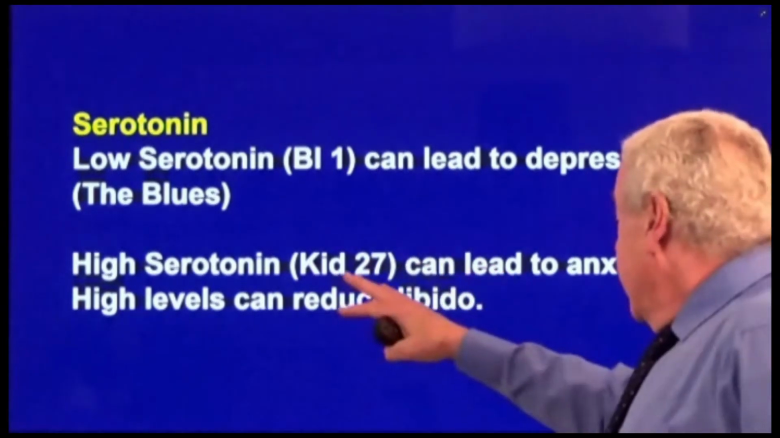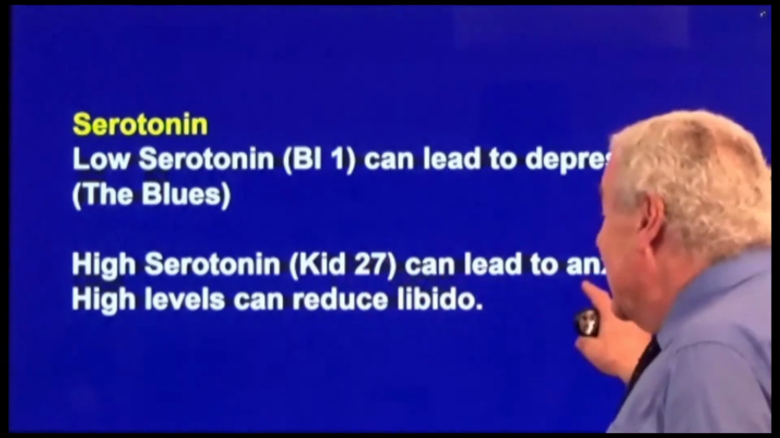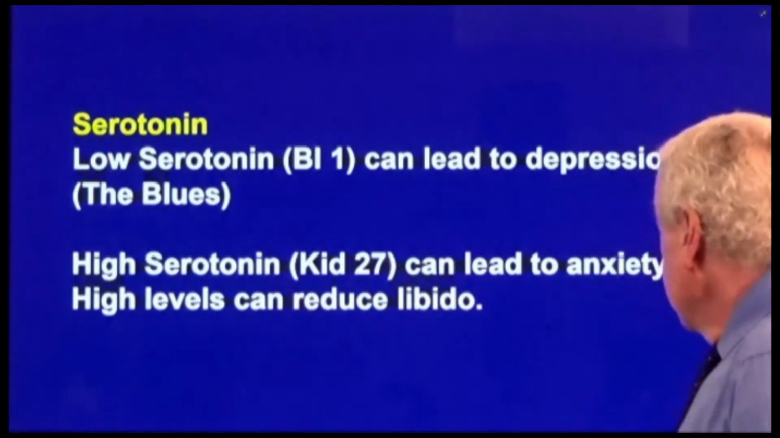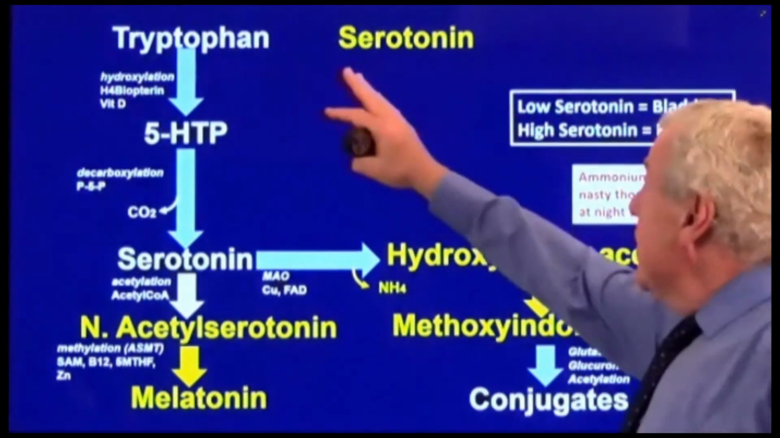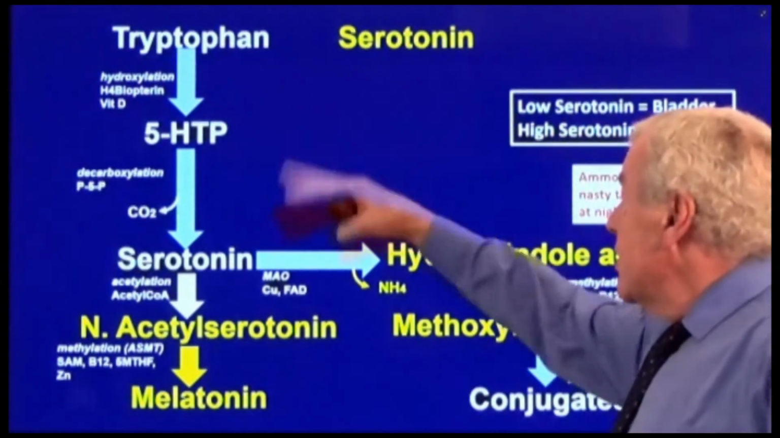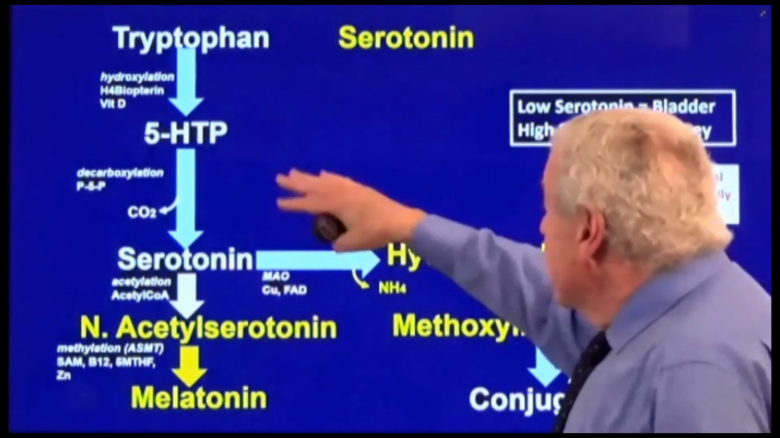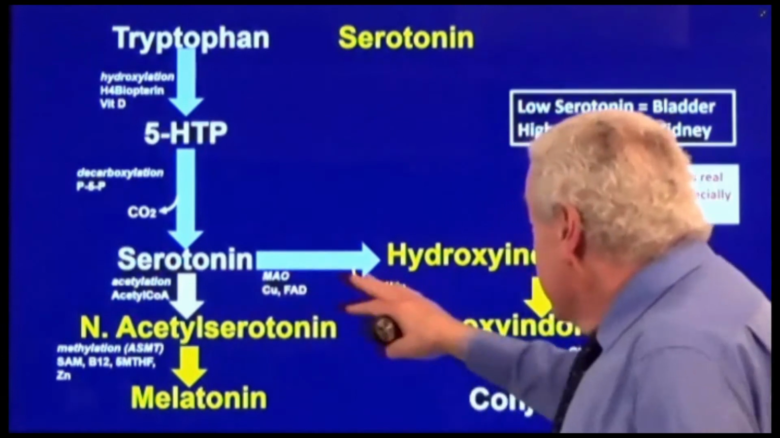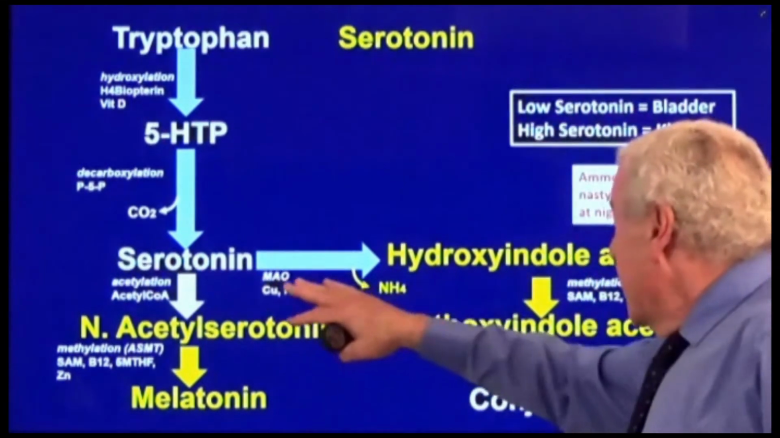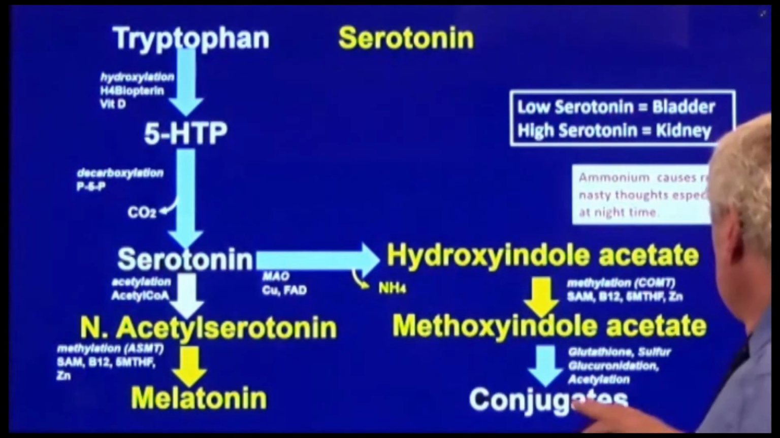And high serotonin, kidney 27, can lead to anxiety. High levels can also reduce libido. So here we see serotonin being made. The precursor in this case, of course, is tryptophan as opposed to tyrosine, but the process is the same: hydroxylation, decarboxylation, and then the metabolism of serotonin involves monoamine oxidase, methylation, and conjugation.